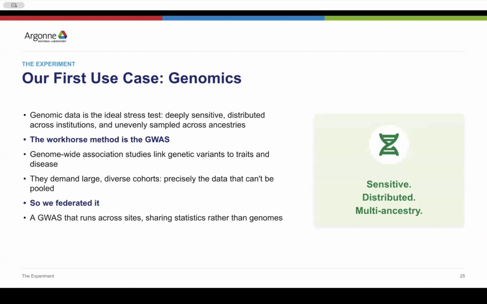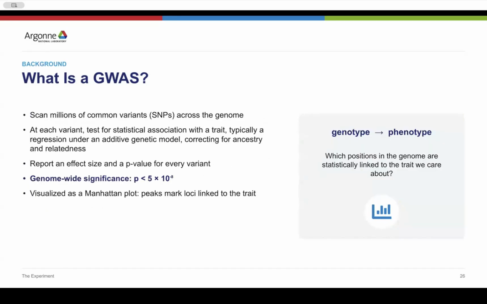So genomics is really the ideal case for federated learning. There are some cases where it happens on phones or smaller scenarios, but genomics is really the biggest stress test because it's sensitive, it's already distributed, and you have uneven amounts of samples. These are important problems that we want to solve. So the first case that is most useful with a federated setup is a GWAS. A GWAS is a genome-wide association study.